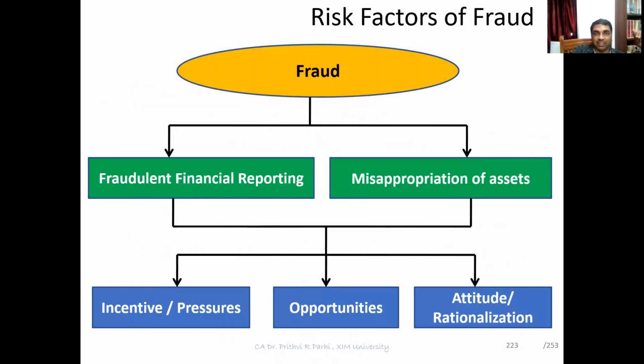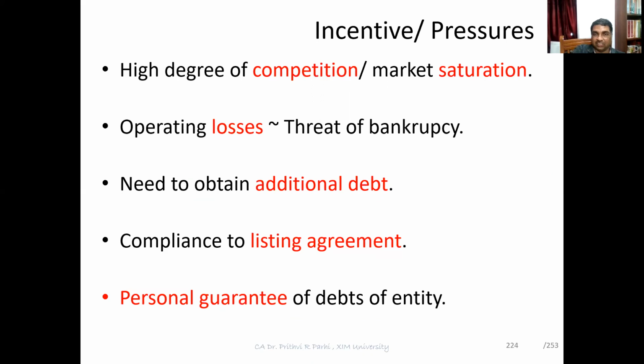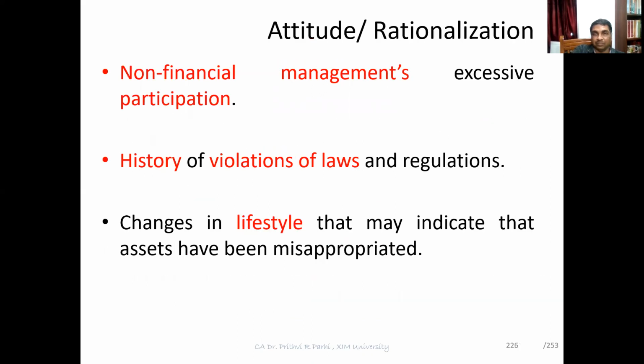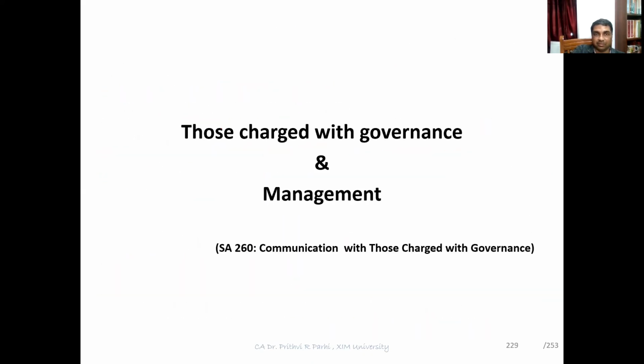You may have a look at this. Fraud may happen in two areas broadly: fraudulent financial reporting and misappropriation of assets. Okay, circumstances: there may be incentive or pressure, there might be opportunities, or attitudinal rationalization by management. Okay, is it clear up to this? Yes, sir.